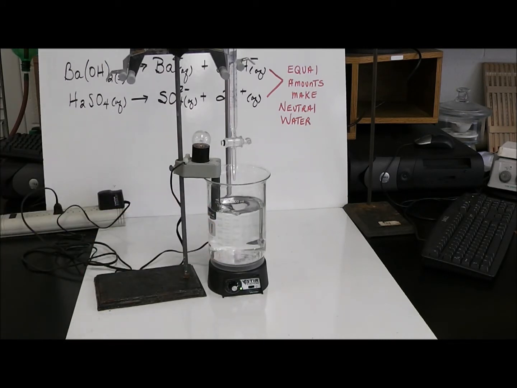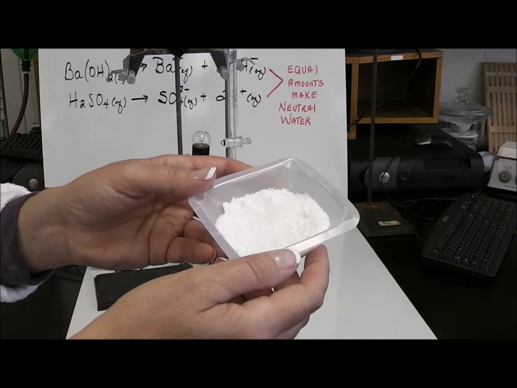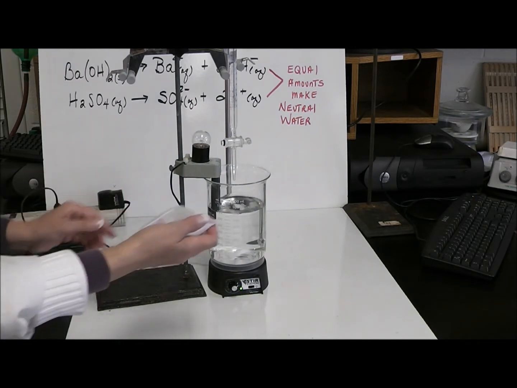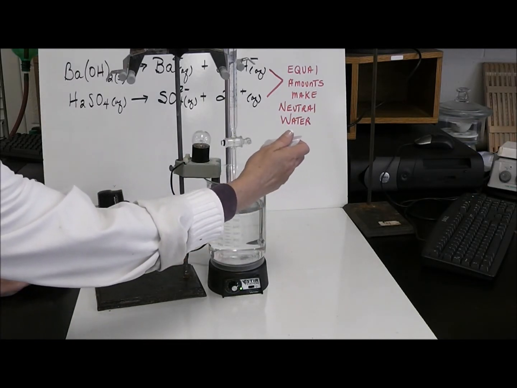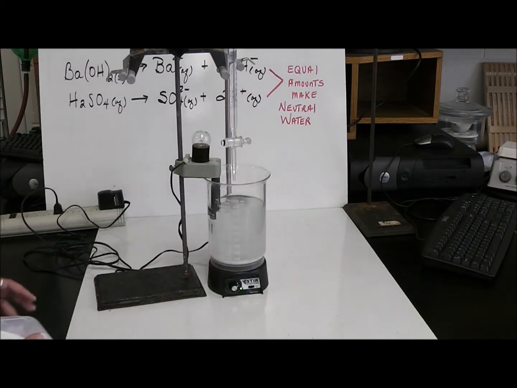So what I'm going to do first is throw in some solid barium hydroxide. Barium hydroxide is a base. It dissociates 100%. I'm going to put a little in. Notice a couple of things occur. Notice that my distilled water is very cloudy looking. Barium hydroxide does not dissolve thoroughly. There's still some chunks at the bottom if you notice.